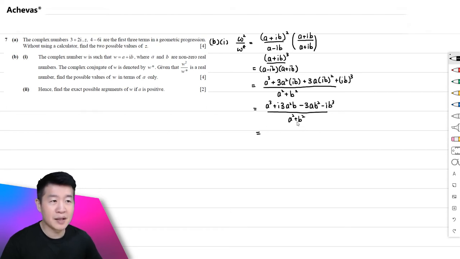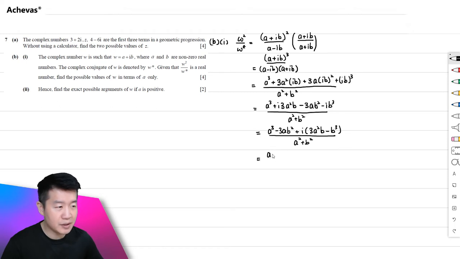And let's take note that a squared plus b squared, they are real numbers. Okay, the question says a and b are non-zero real numbers. So this is already a real number. If I were to regroup a cubed and this, I'm going to group them together. Minus 3ab squared. Then for the i terms, it will be this, 3a squared b minus b to the power of 3. And this is going to be divided by a squared plus b squared. And if I were to just break this up, I have the real portion as this, a cubed minus 3ab squared divided by a squared plus b squared, plus i of this. This is 3a squared b minus b to the power of 3, this divided by a squared plus b squared.